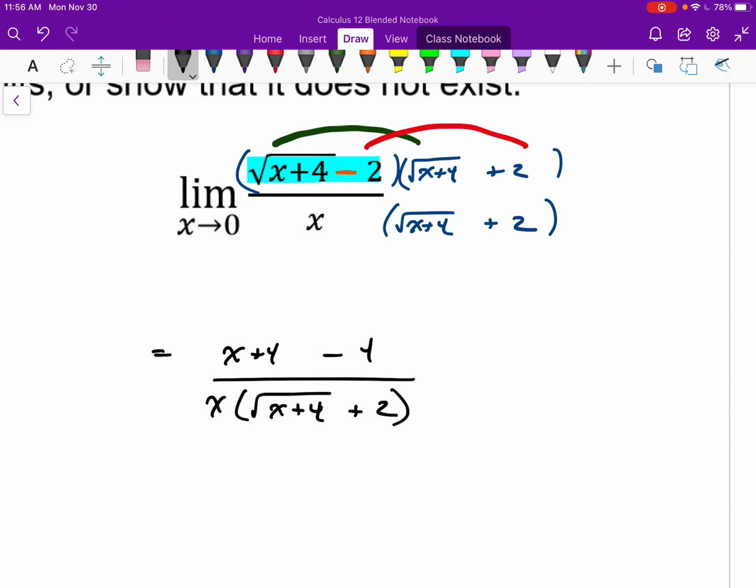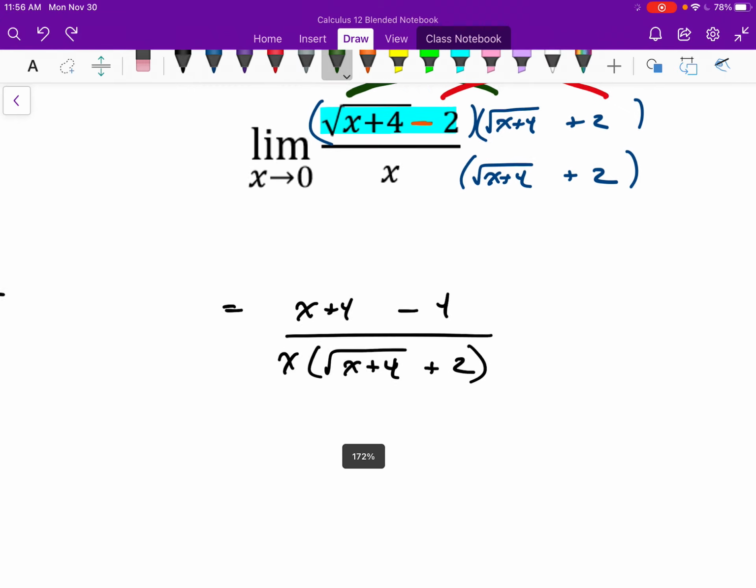Why am I not distributing the x? Because I don't know yet if it's going to be of any use. That said, up here, notice I could have also gone root x plus 4 times 2, and then would have been minus 2 times root x plus 4. Those last two things would have just canceled each other out. And the whole point of multiplying by the conjugate is I know that's going to happen in advance.